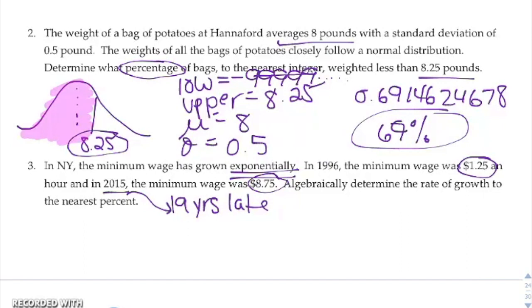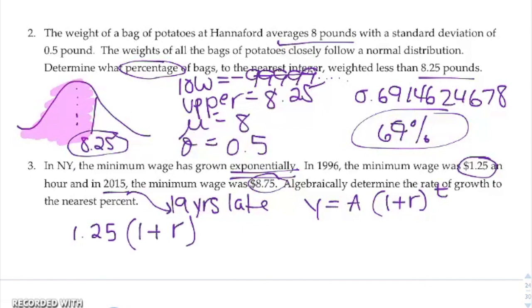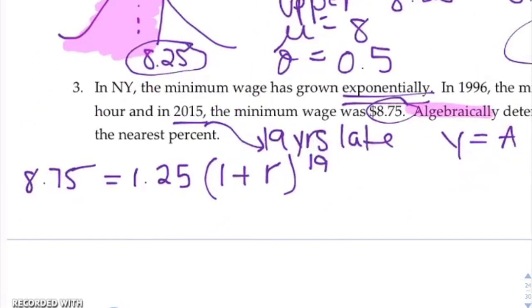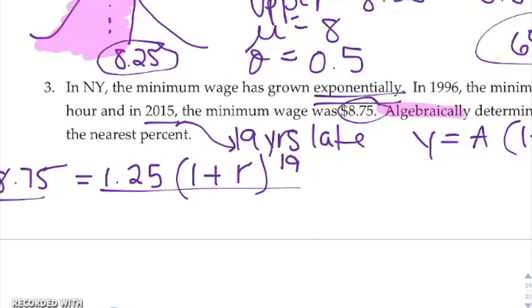So this does not say it's growing continuously. It also doesn't say that it's growing any certain number of times per year. So I'm just going to use A times 1 plus r to the t because it's growth. So I know that my initial was 125. It's growing by 1 plus some rate. And I know that I'm going 19 years later. So I'm going to do equals my final amount, which is 8.75. Now notice here it says algebraically. And so because of that, we need to actually deal with this using algebra, not just putting this into y1 and that into y2.